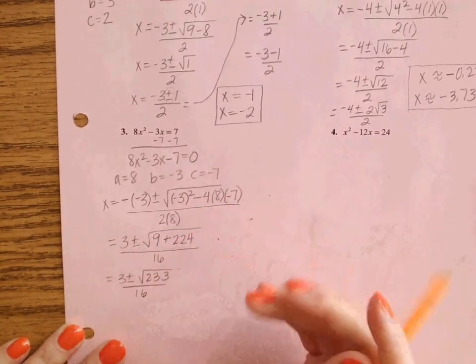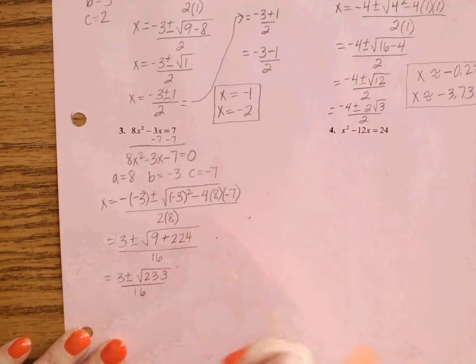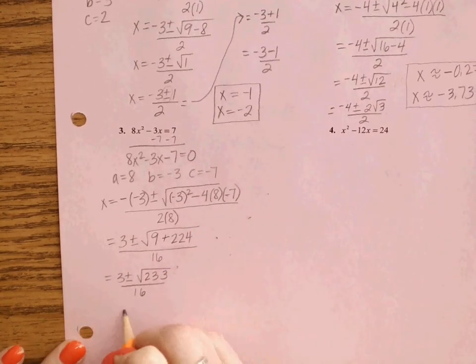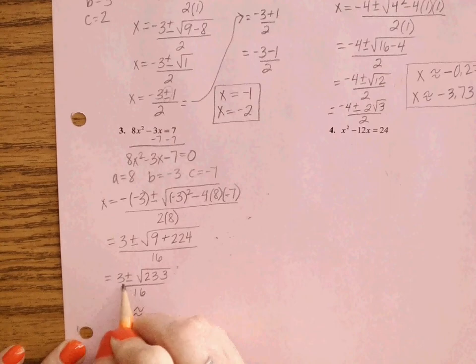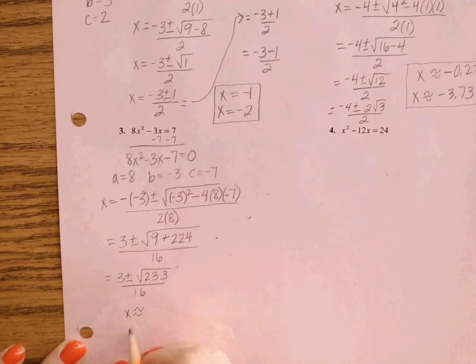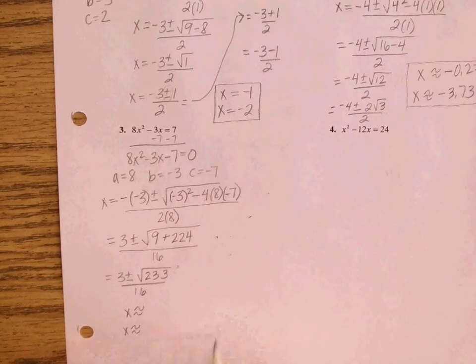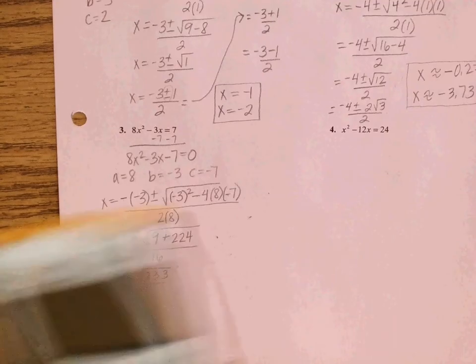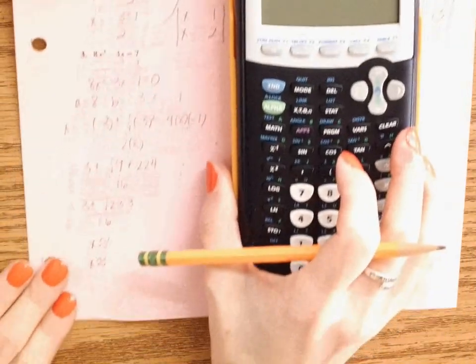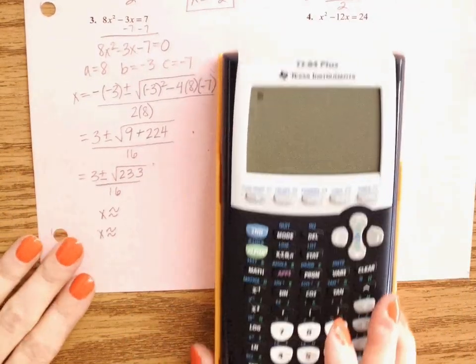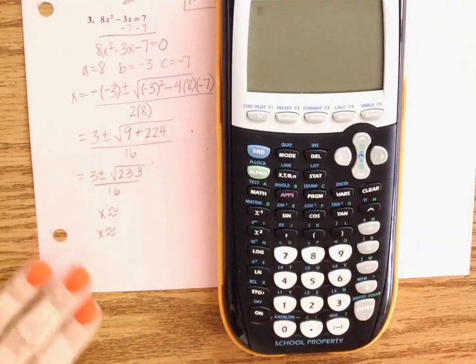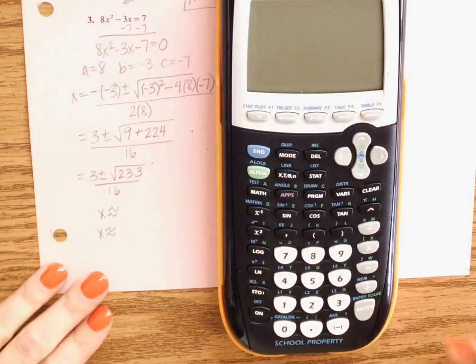And at this step, we can just go ahead and come up with our two answers, one with 3 plus, the other one with 3 minus. Pulling out my graphing calculator, okay, so I'll have it this way. Here we go. I have it turned on.